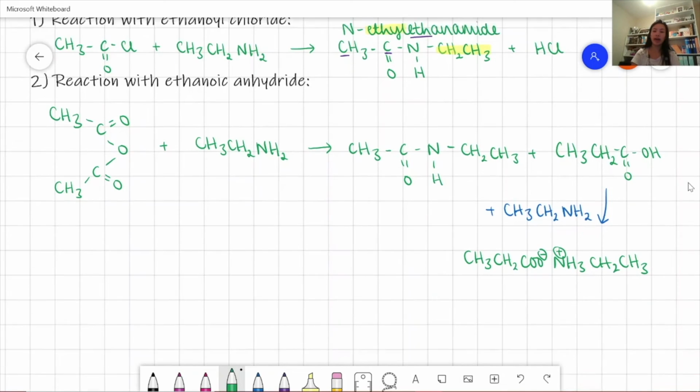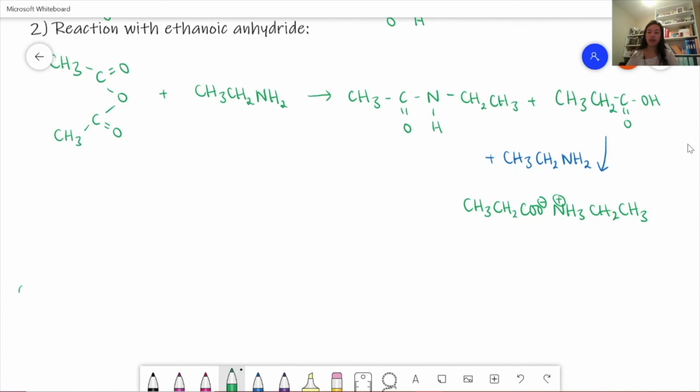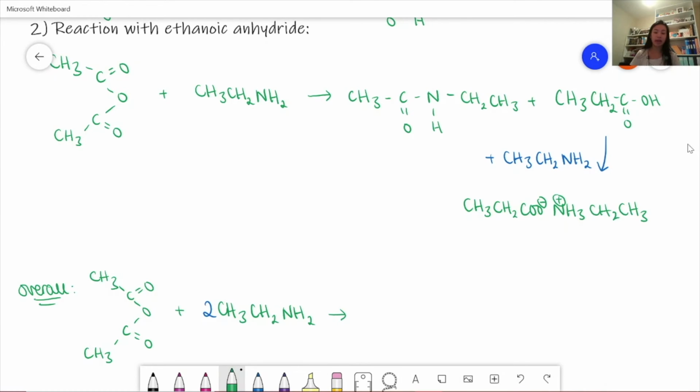So then overall what we have is the ethanoic anhydride, which is CH3, C double bond O, and then oxygen, another carbon double bond O, and then CH3. And then we add it with 2 moles of this ethylamine, so CH3CH2NH2. And this will form the secondary amide that we want, so CH3, C double bond O, NH, and then an ethyl group.